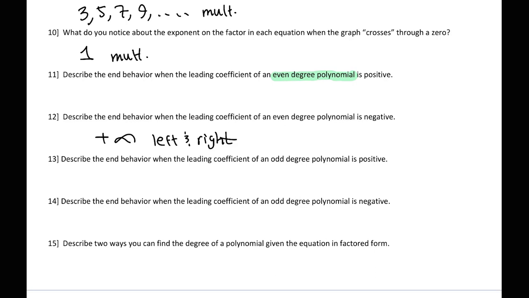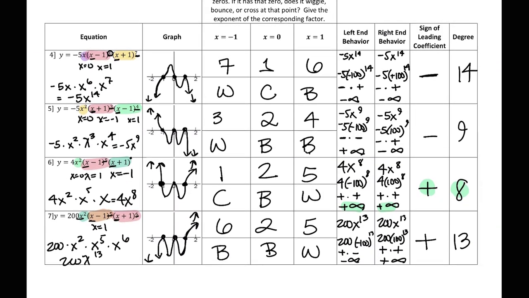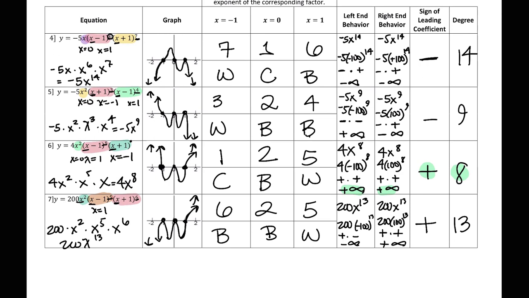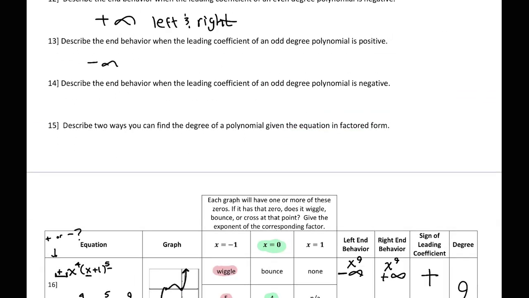Okay, describe the end behavior when the leading coefficient of an odd degree polynomial is positive. So odd degree, but a positive. So here's an example of that. Positive and 13. We got positive and an odd degree means that the left is negative, the right is positive. So it would be negative infinity left and positive infinity right.